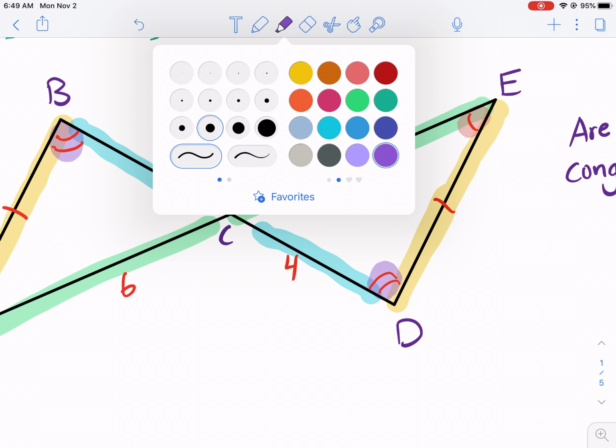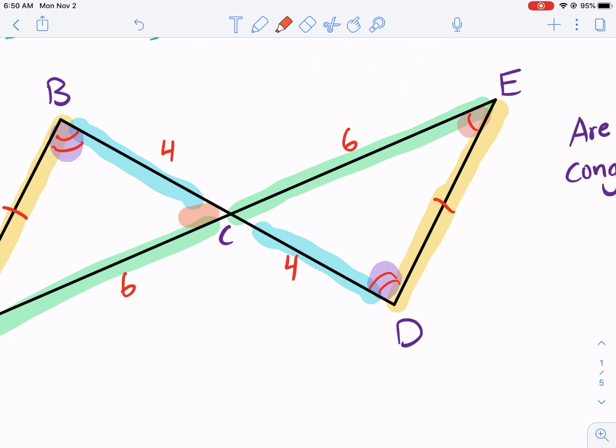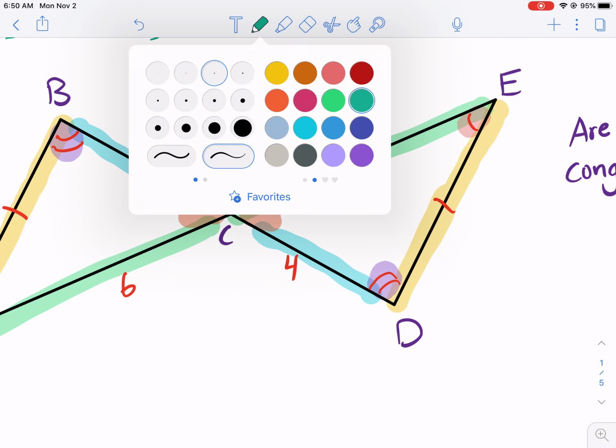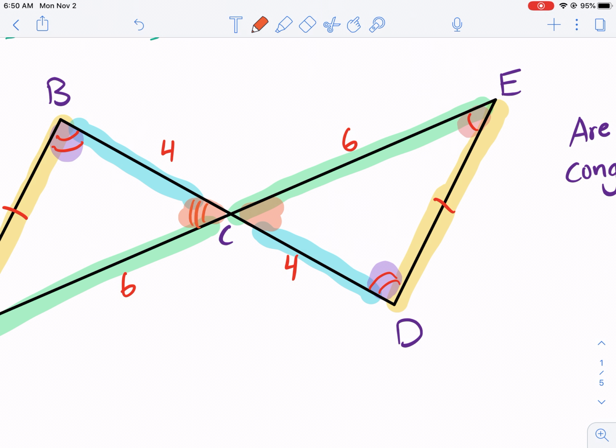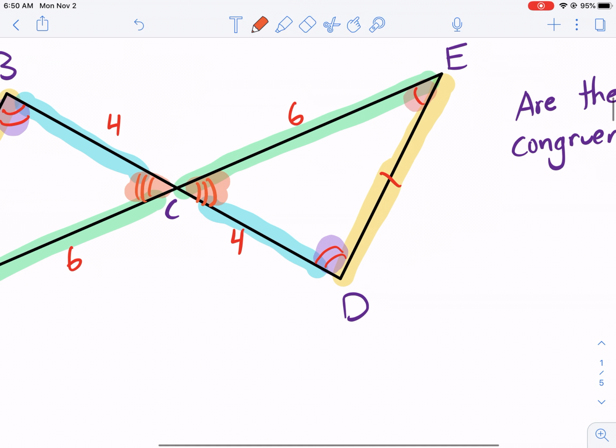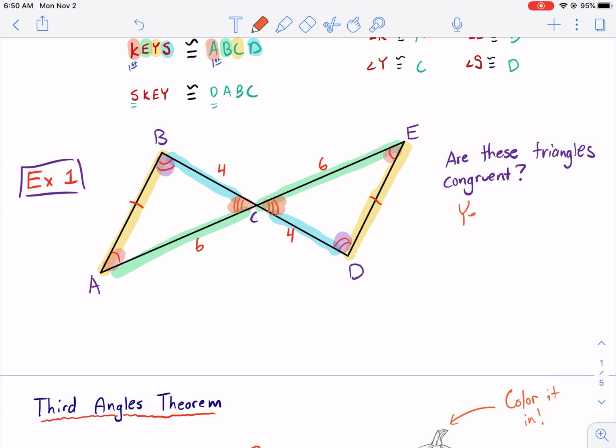So can we write this as not congruent? No, because these are vertical angles. We can write these as congruent because they are vertical. So are these triangles congruent? Yes. We have the same angle measures. Angles, check. And then sides, check.